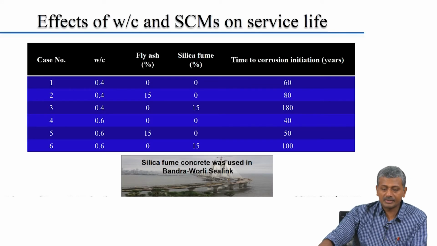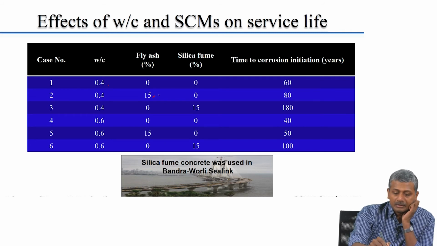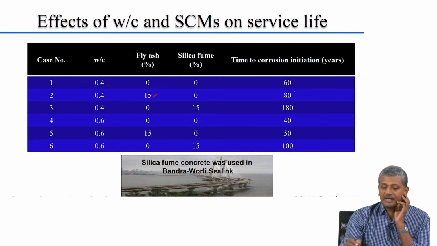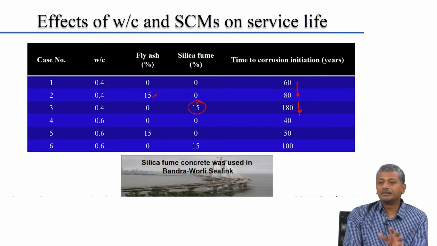So, again these are some examples for water cement ratio and silica fume usage. For example, at 0.4 water cement ratio, just inclusion of 15% fly ash changes the initiation time by 20 years. If you have 15% silica fume, it triples the initiation time from 60 to 180 years. Of course, these are only numbers. Please remember, these may not have real life significance because the silica fume concrete will have other problems.